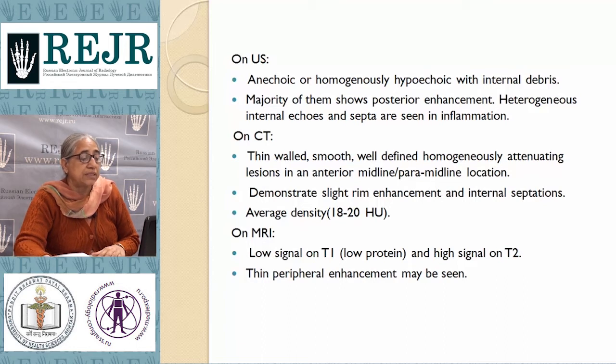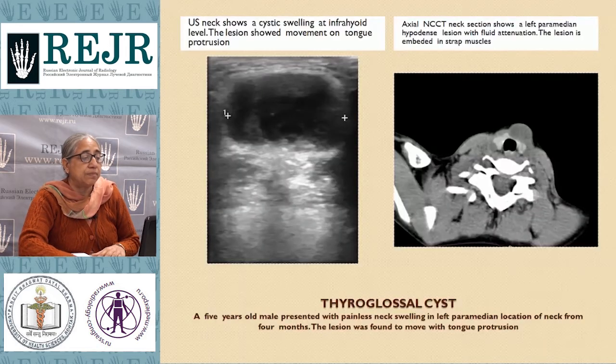On MRI, they are seen as low signal intensity lesions on T1 because of the low protein, and high signal intensity on T2. Thin peripheral enhancement may be seen.